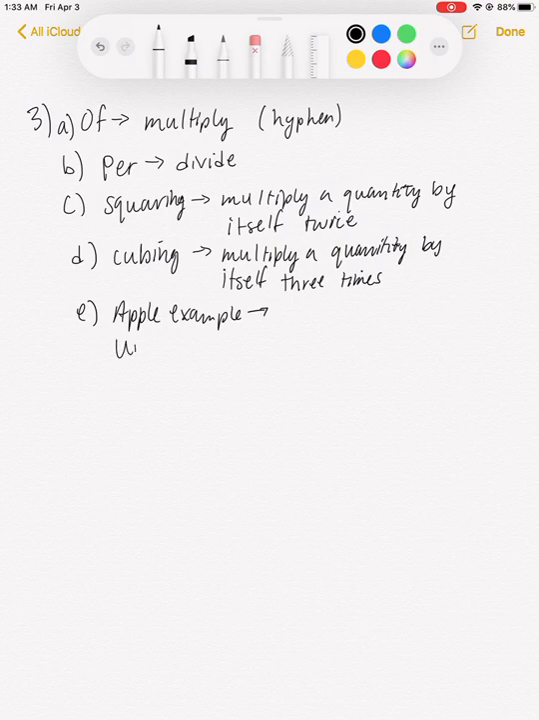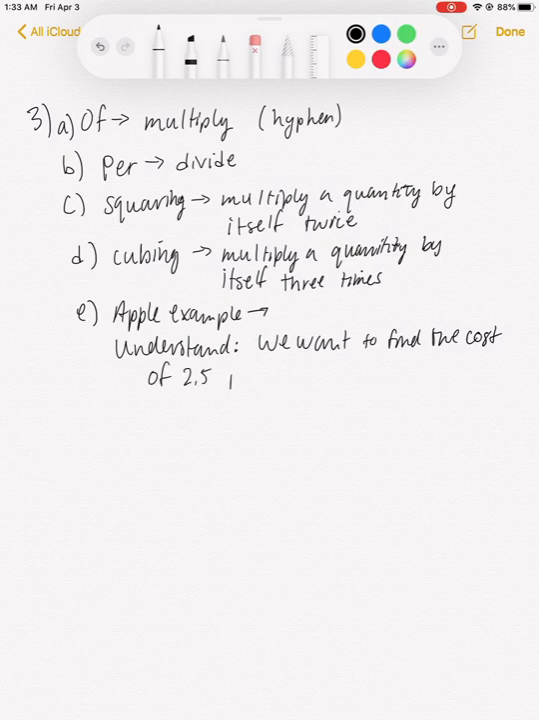So we're going to understand. We want to find the cost of 2.5 pounds of apples if 1 pound is $1.25.